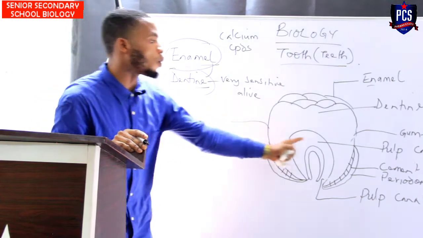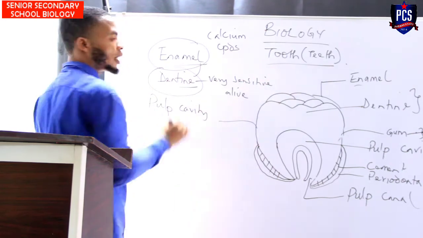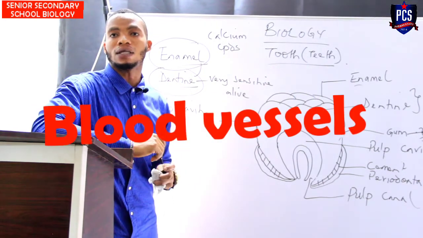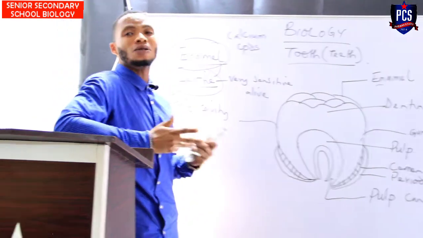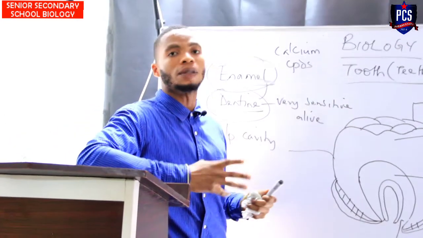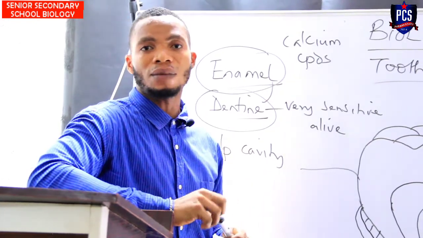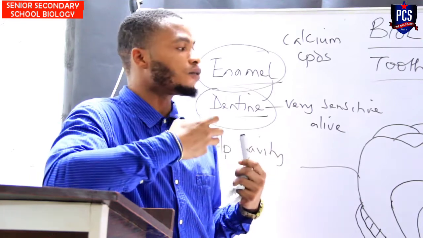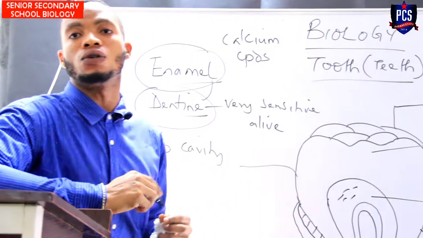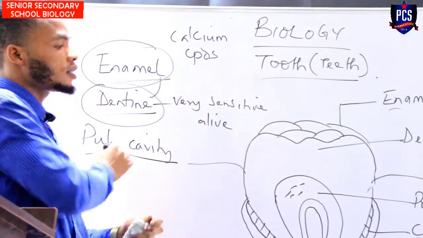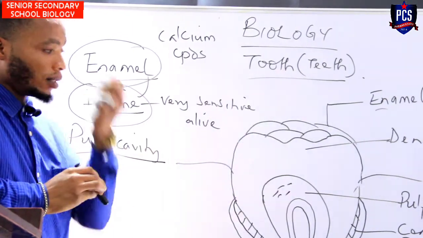Now under this dentine, we have the pulp cavity. What does it do? It contains the neurons and the blood vessels. The neurons carry impulses from the tooth to every part of the body, while the blood vessels carry nutrients into and out of the teeth. Remember, sometimes when you have toothache, or when you eat something cold, you feel a shiver all over your body, because the neurons carry impulses to and through your body. So that's the pulp cavity.